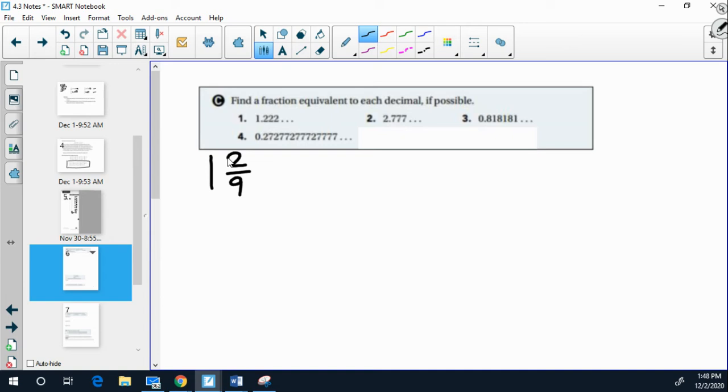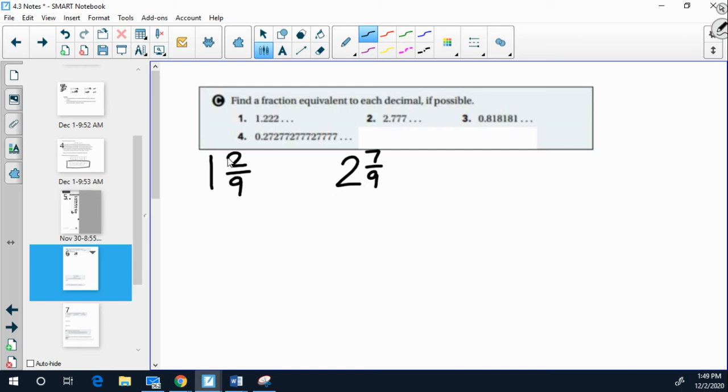So I know this must be 1 and 2 ninths because I know that pattern. So take a second, look at number 2, and figure out which one of these would be the correct answer. All right, hopefully you saw, again, the whole number 2, it's the number 7 that's repeating, so we end up with 2 and 7 ninths.